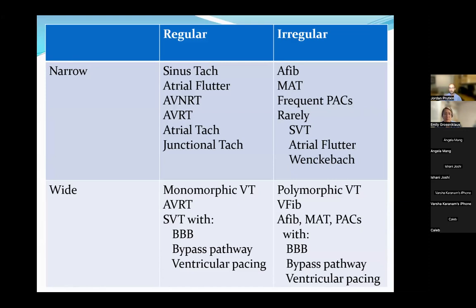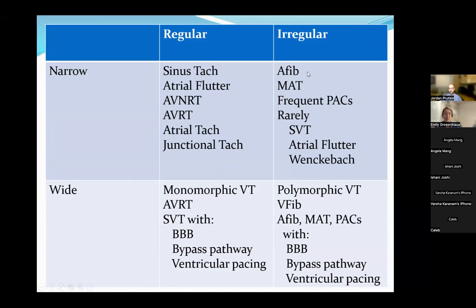All right, so the regular narrow complex tachycardia that you will see by far the most is sinus tachycardia. Atrial flutter is the most common pathologic one. Not that sinus tach isn't pathologic, but let's just say the non-sinus one. And then you have your paroxysmal SVTs. So there's AVNRT, AVRT, atrial tachycardia, and very rarely junctional tachycardia. So those are going to be your regular narrow complex tachycardias. There's not a huge differential with them.